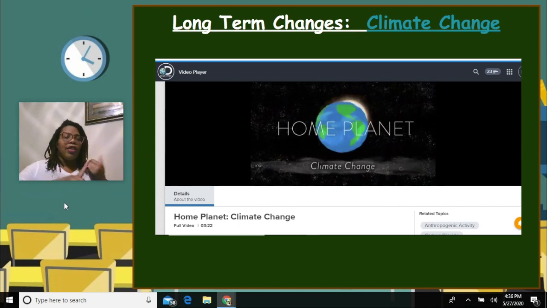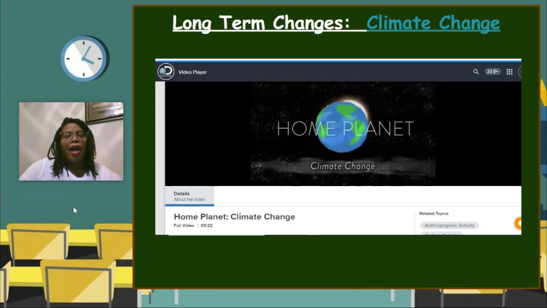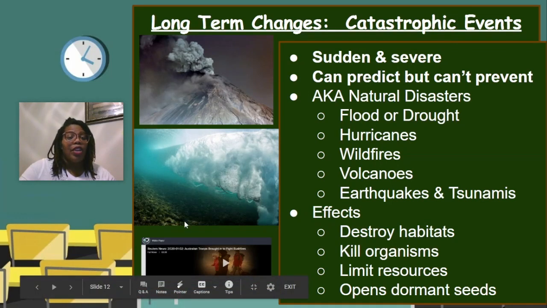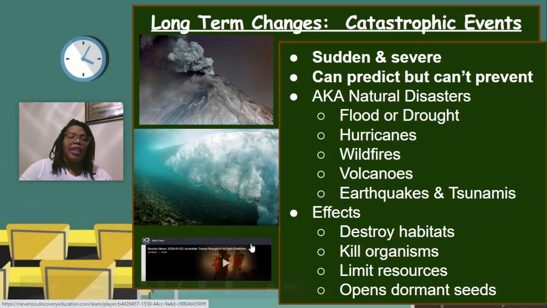Okay, so we've talked about eutrophication, we've talked about climate change or global warming. And so the next one we're going to talk about that's a long-term change in ecosystems is what we call a catastrophic event, a catastrophe. Catastrophes are normally sudden, they are severe, they are bad, they are dangerous. Examples of catastrophic events would be a volcanic eruption, a tsunami, which is an underwater earthquake, or even the brush fires that we saw in the video that we watched on day one in Australia and the wildfires that we see in California.